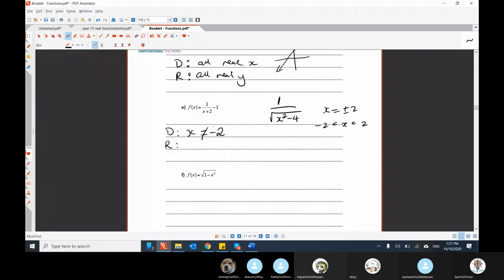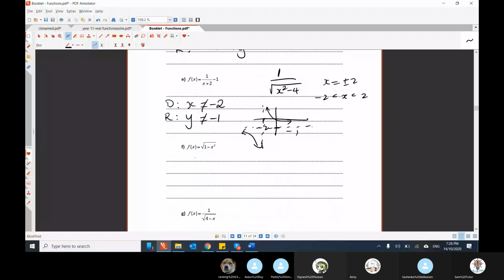Yes, x cannot equal -2, and range: y cannot equal -1. Yep. It's a hyperbola, shifted to the left 2, and then the whole thing shifted down 1. Excellent work. Very, very good.